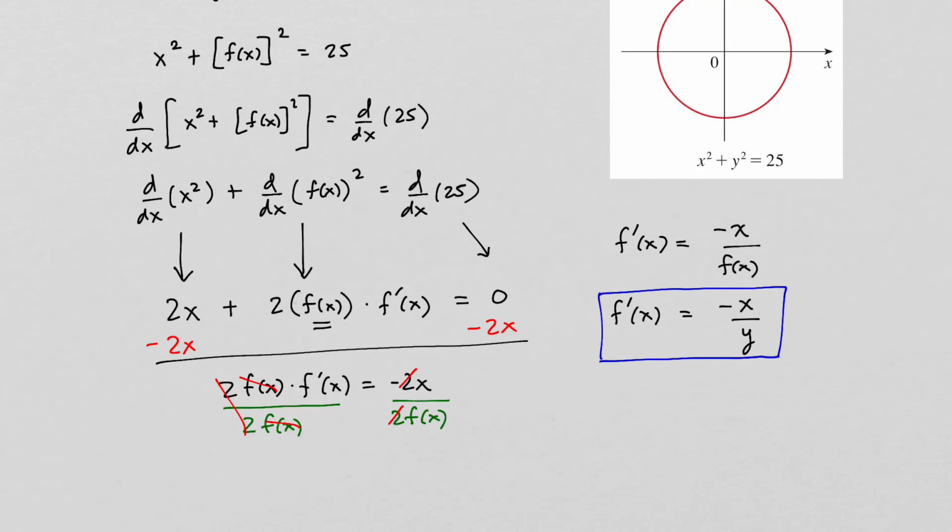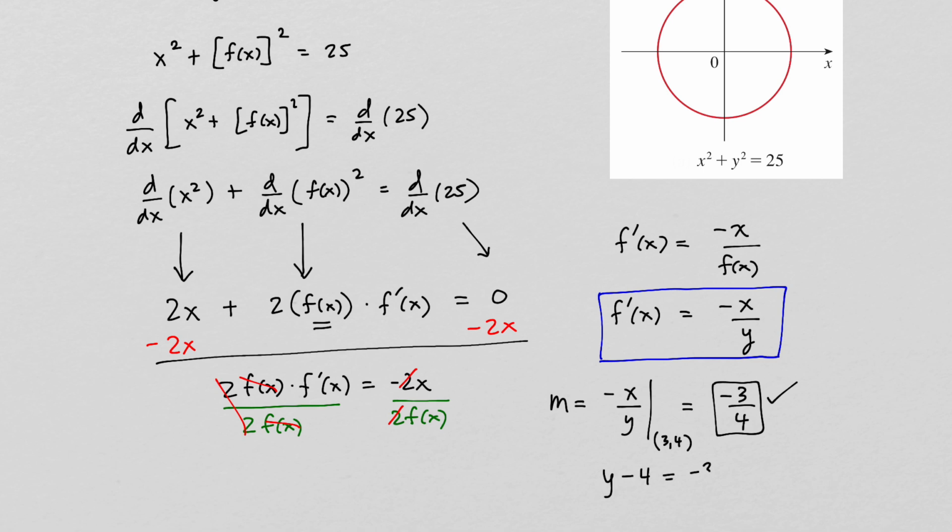The next step would be to find the slope of the tangent line. And the slope of the tangent line is the derivative negative x over y evaluated at the point 3, 4. So we're going to plug in x equals 3 and y equals 4, and you'll notice that you get the same slope, negative 3/4. And then from there, the equation of the tangent line would be found in the same way. And I won't finish this because we already did this a few minutes ago.